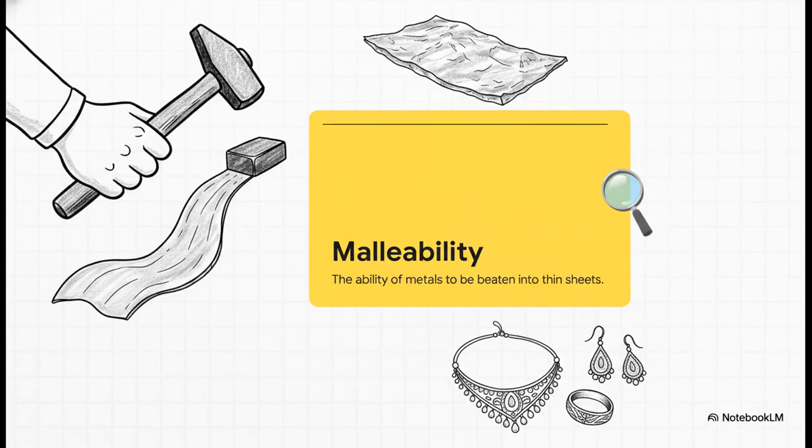Okay, next up is malleability. This is an incredible property. It means you can hammer a metal into a super thin sheet without it shattering. Just think of aluminum foil. It's possible because the atoms in metals are arranged in these layers that can actually slide over one another without breaking apart. Gold and silver, they're the absolute champions of malleability, which is why they're perfect for jewelry.